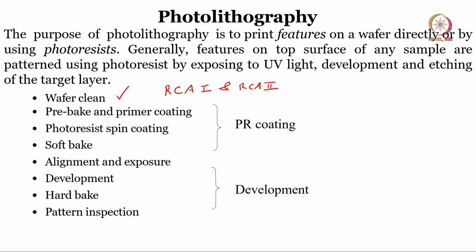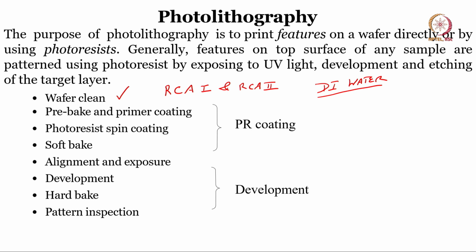Now after wafer cleaning we go for pre-bake and primer coating. Pre-bake is used to evaporate any moisture, okay, because when you clean the wafer and you rinse it with DI water, deionized water, then you need to dry the wafer, but still there will be moisture, and to remove the moisture we go for pre-bake.